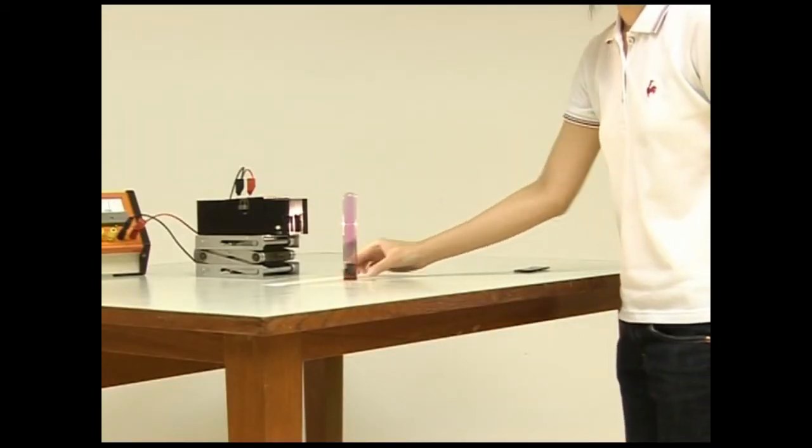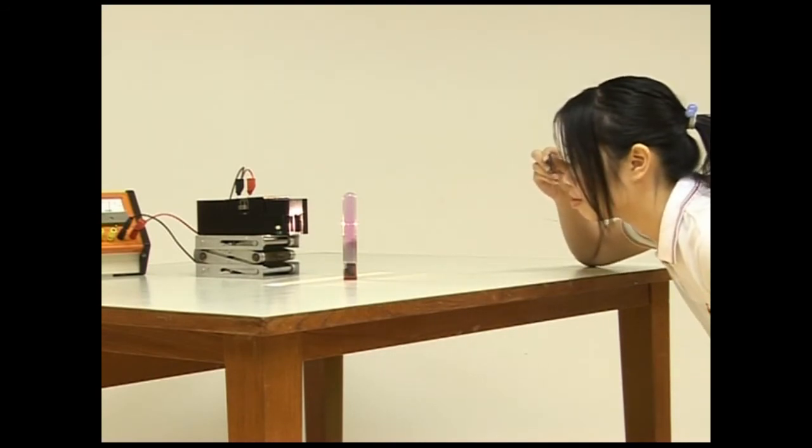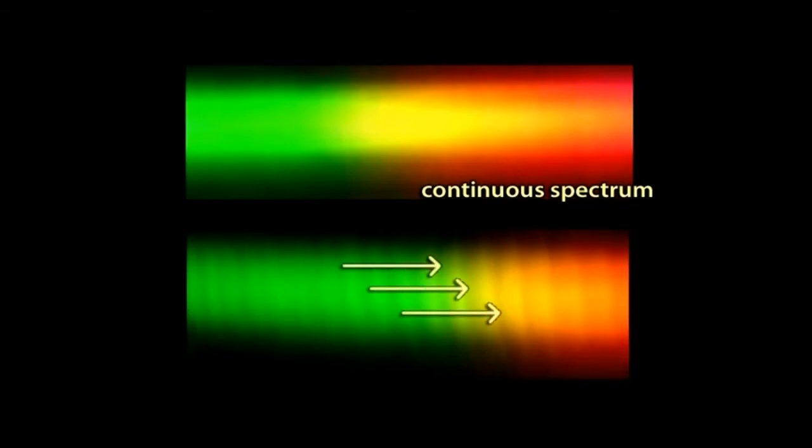Now, place the tube in front of the ray box and view the filament of the ray box with the transmission grating. We get another spectrum. Compare the absorption spectrum with the continuous spectrum obtained before. What can you observe? The second spectrum contains some darker lines called absorption lines. This spectrum is called an absorption spectrum.